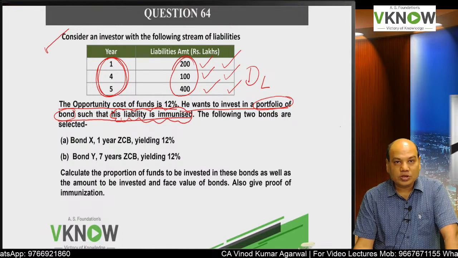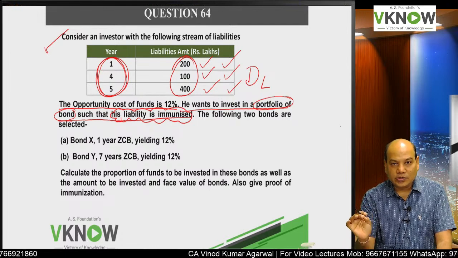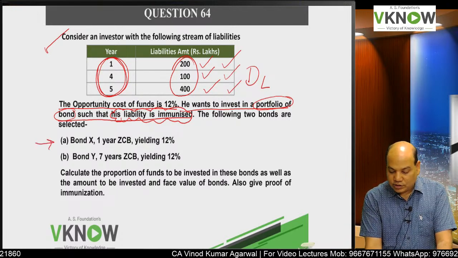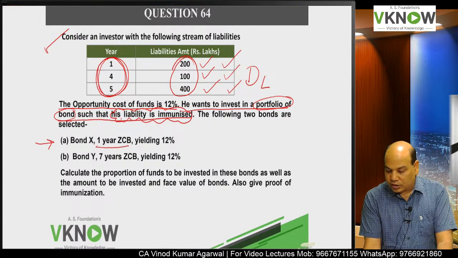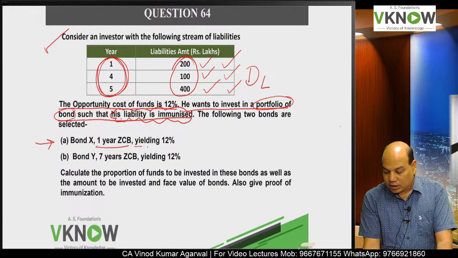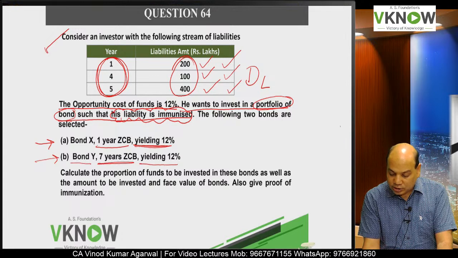The following two bonds are selected. So in order to immunize the risk, they have decided to invest in two bonds. Bond X, which is a 1 year zero coupon bond and the yield is 12%, and bond Y, which is a 7 year zero coupon bond and the yield is 12%.